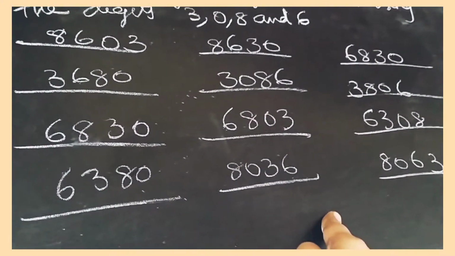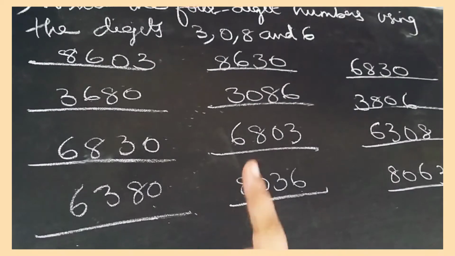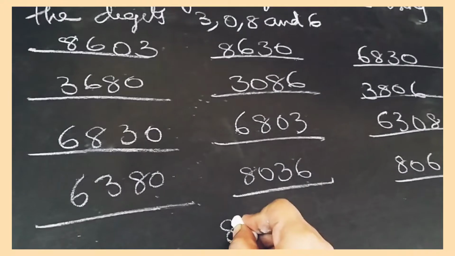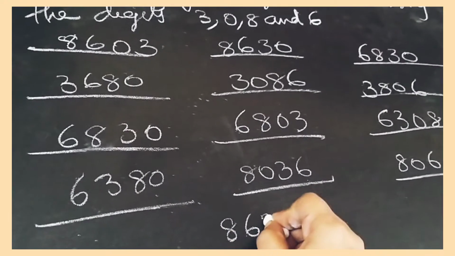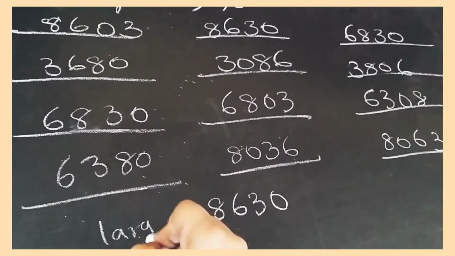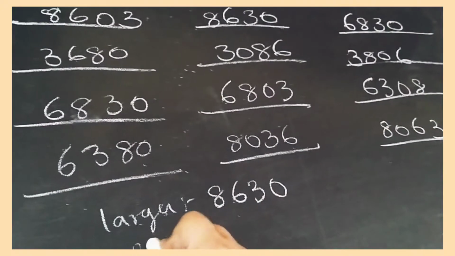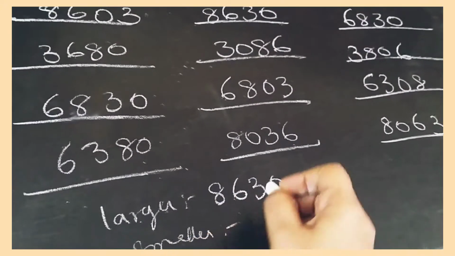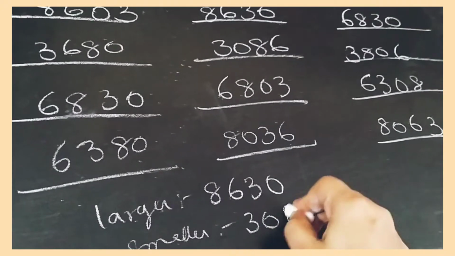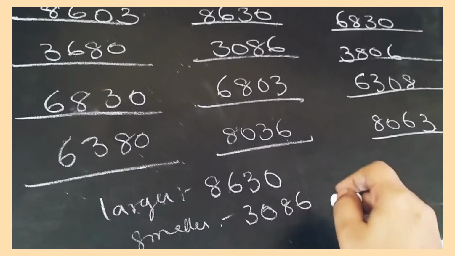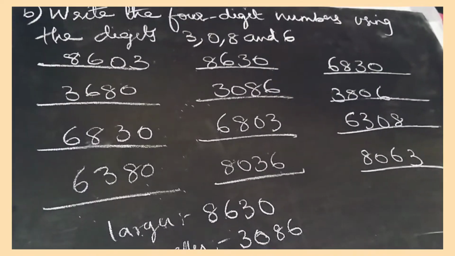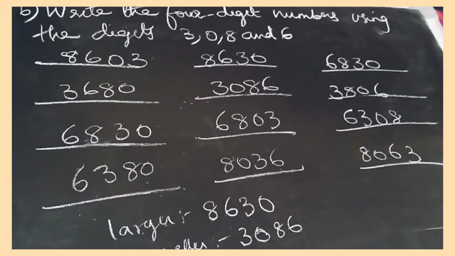Okay, like this. What is the larger number here? The larger number means first we will write 8, then 6, then 3, then 0. Okay, this is the larger number. What is the smaller number here? The smaller number means first we will write 3, then 0, 6, 8. Like this you have to form numbers with these 4 digits.